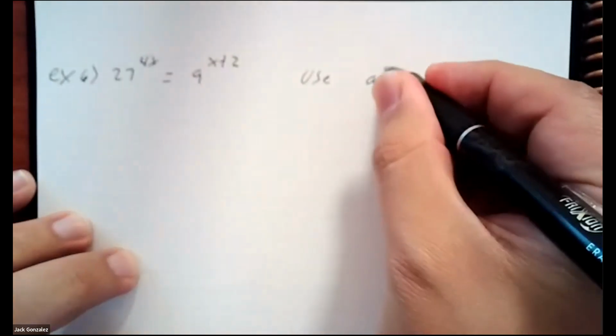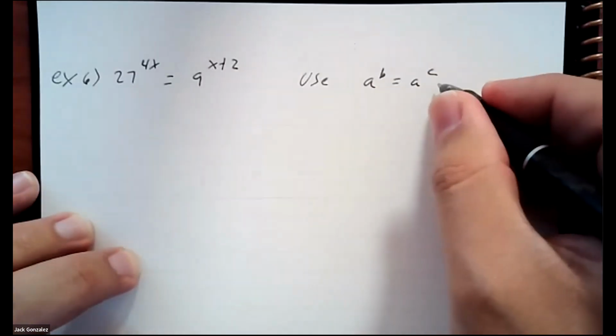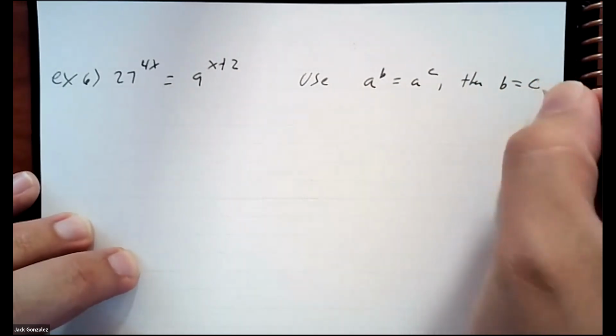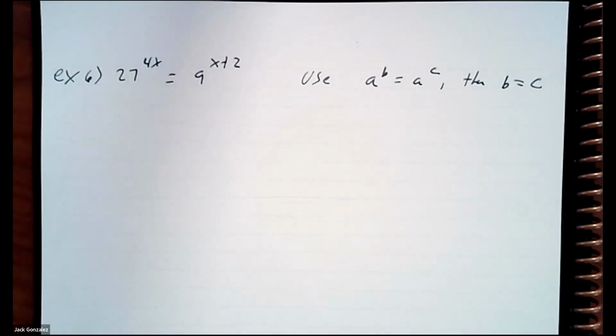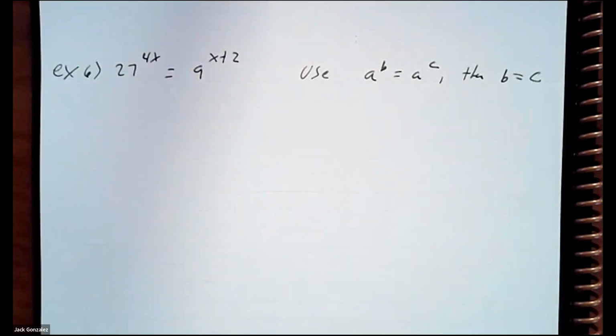Use the fact that if they have the same base, you can set the powers equal to each other. Change it to the same base first. You see anything in common with the bases? Should see something. Yeah, something to do with threes, right? For sure.